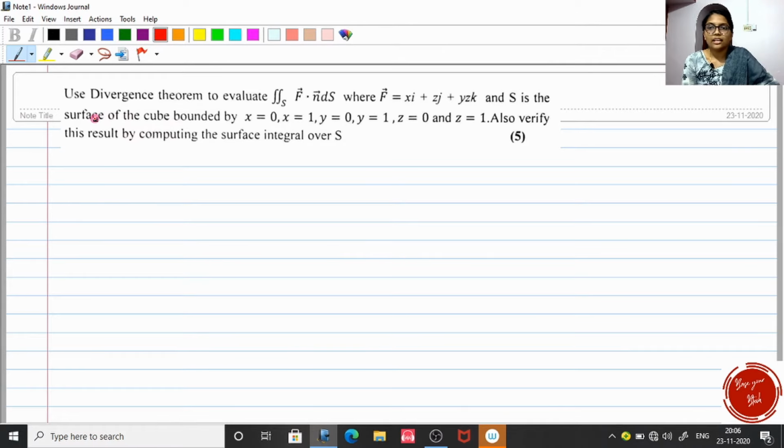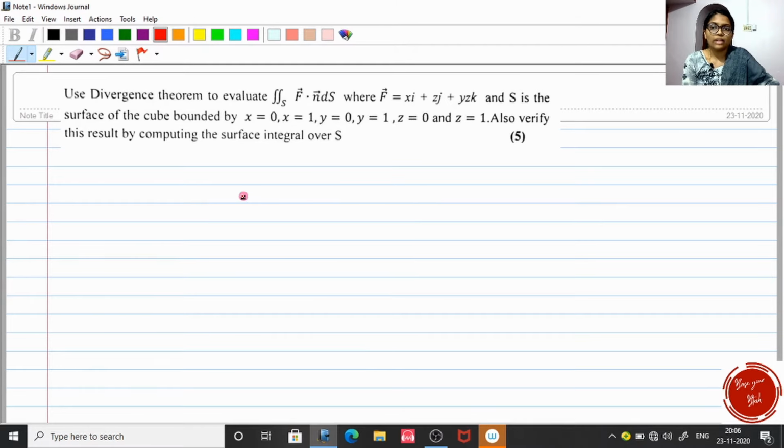Let's read this. Use divergence theorem to evaluate the double integral of F dot n cap dS, where vector F is xi plus zj plus yzk, and S is the surface of the cube, and the dimensions of the cube are given here: x equal to 0, x equal to 1, y equal to 0, y equal to 1, z equal to 0 and z equal to 1. Also verify this result by computing the surface integral over S.